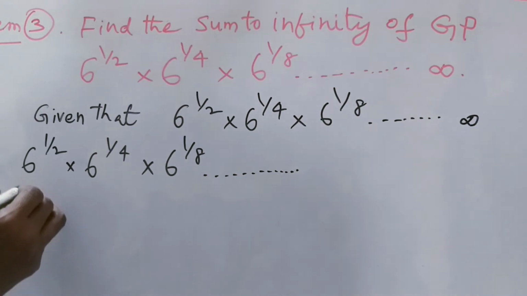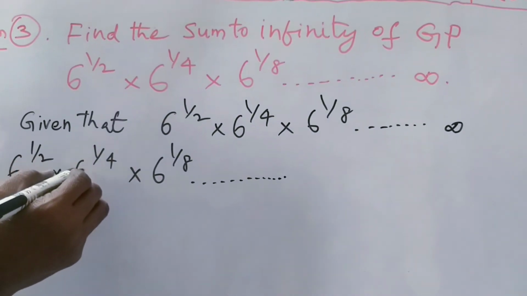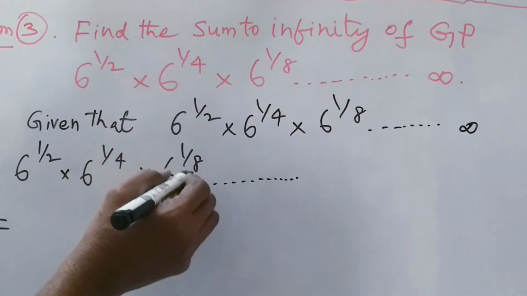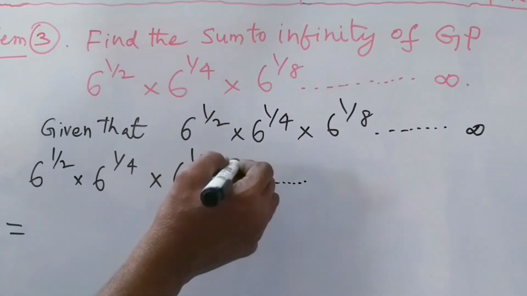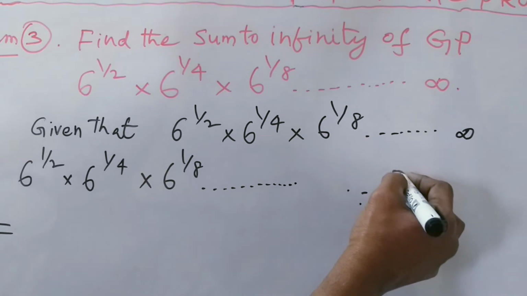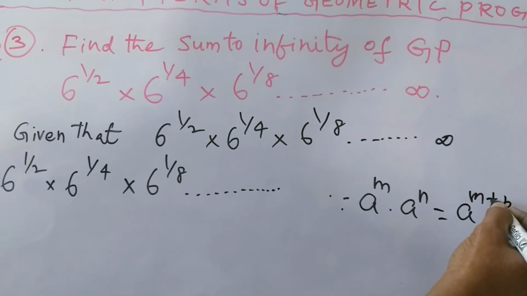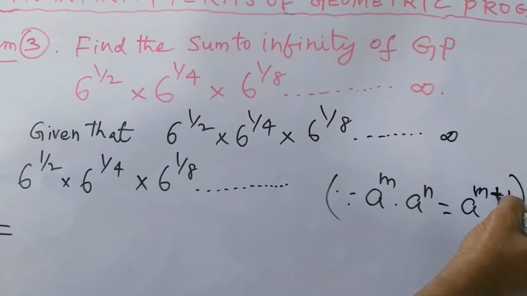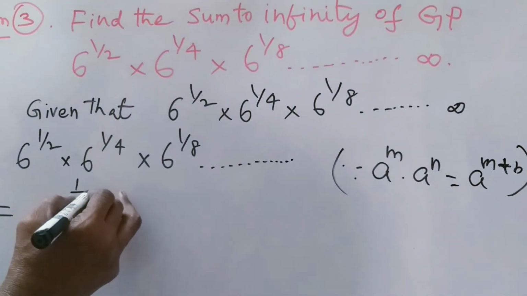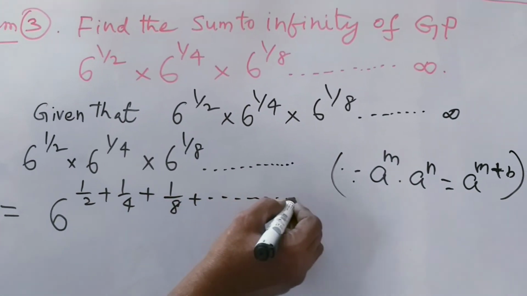This is equal to a to the power of m into a to the power of n into a to the power of o into a to the power of p and so on, terms are there. Since a to the power of m into a to the power of n is equal to a to the power of m plus n, based on this it becomes 6 to the power of 1 by 2 plus 1 by 4 plus 1 by 8 plus and so on terms.